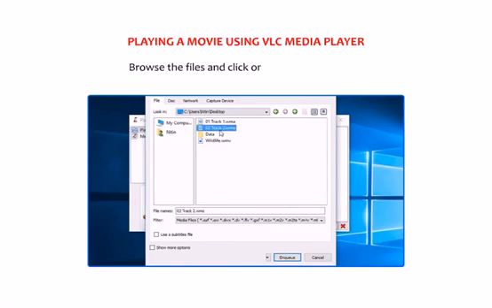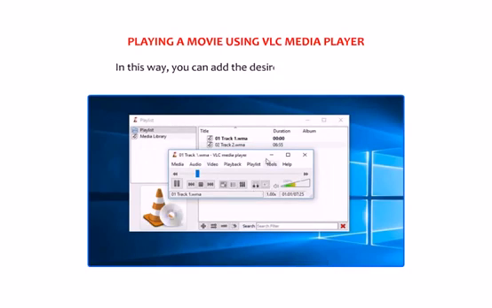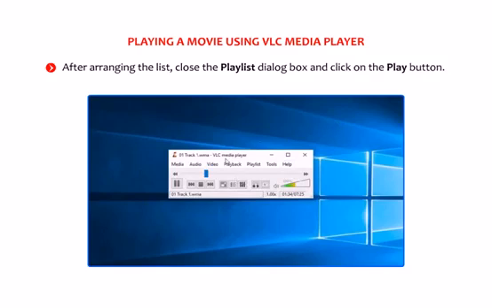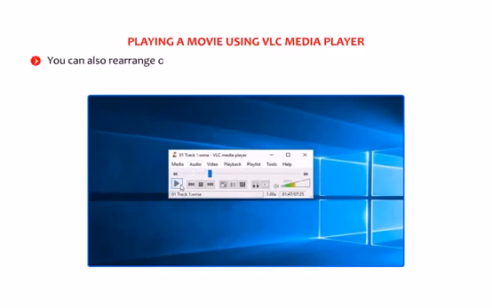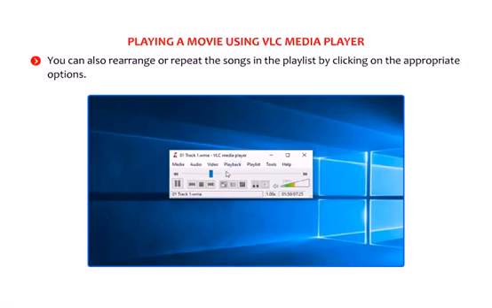Browse the files and click on the Enqueue option. In this way, you can add the desired files to the playlist. After arranging the list, close the Playlist dialog box and click on the Play button. You can also rearrange or repeat the songs in the playlist by clicking on the appropriate options.